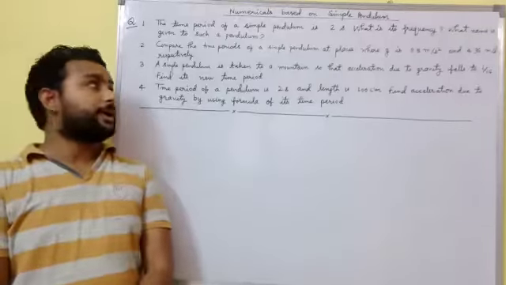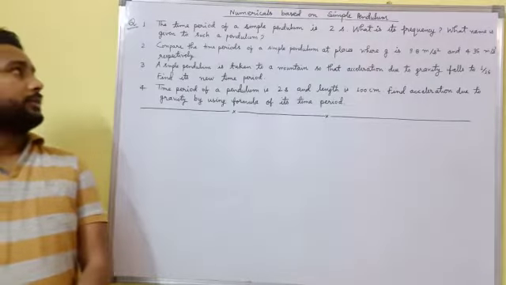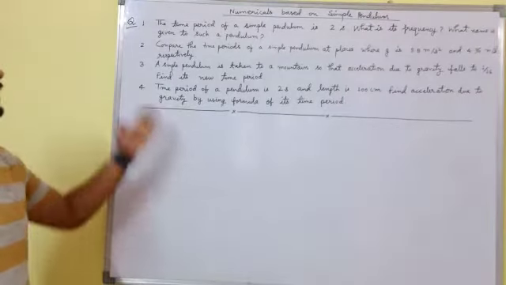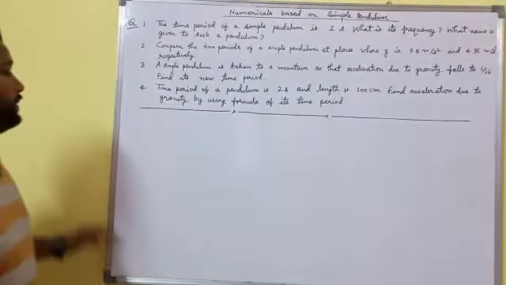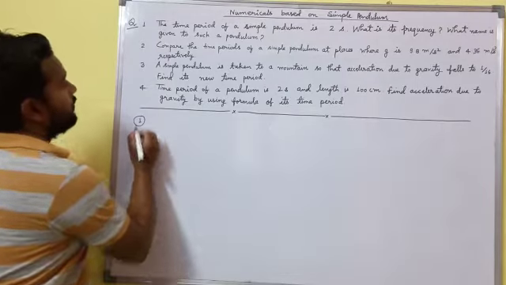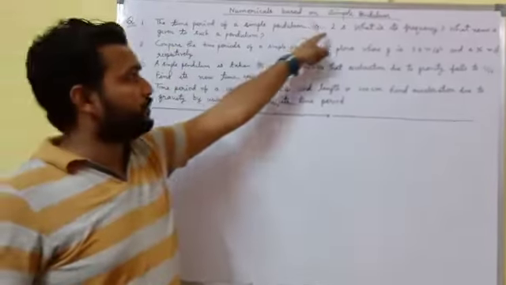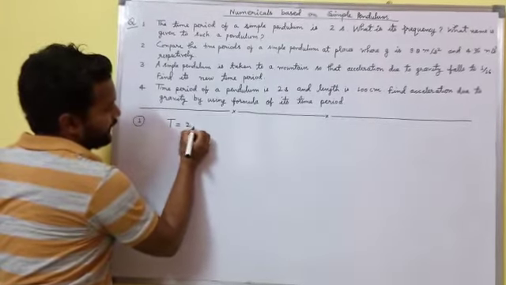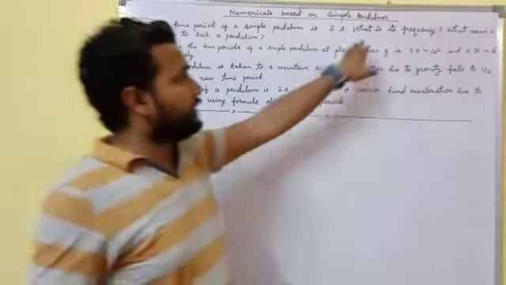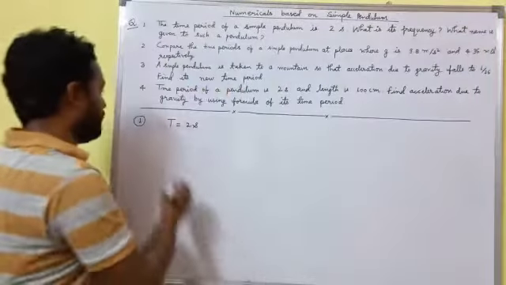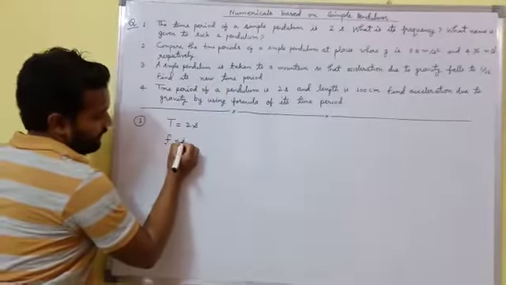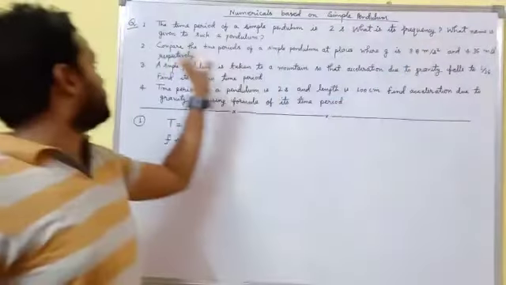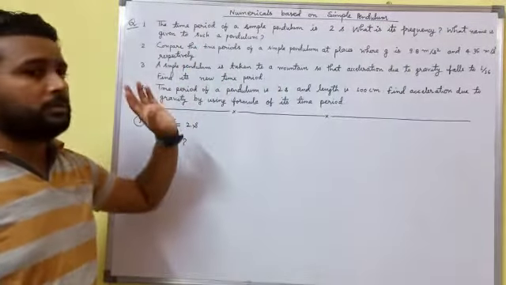Hello students, today we will discuss some numerical problems based on simple pendulum. First problem: the time period of a simple pendulum is 2 seconds. So first of all, write the value of T, 2 seconds. What is its frequency? It means find out the value of frequency. And what name is given to such a pendulum?